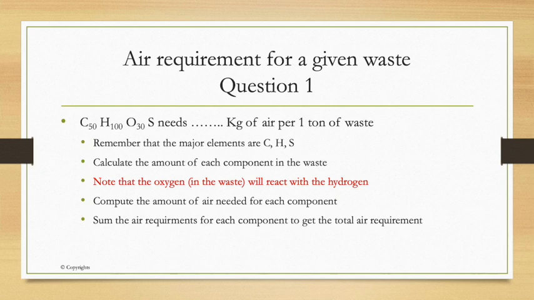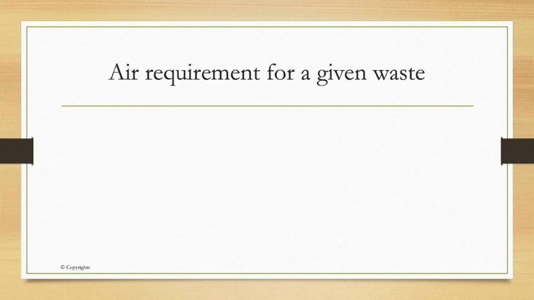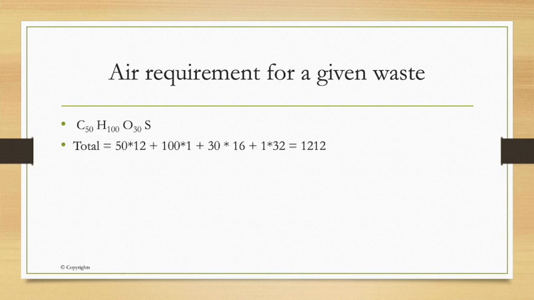Let's see the step-by-step solution. We have C50H100O30S. So the total mass is the number of moles multiplied by the molecular weight. So 50 times 12, which is the molecular weight for the carbon, 100 multiplied by 1, which is the molecular weight for the hydrogen, and so on. And then you get 1212 grams of waste.